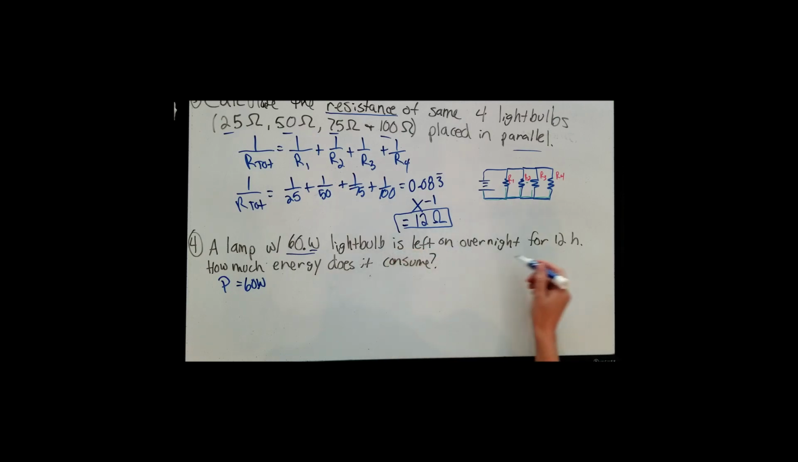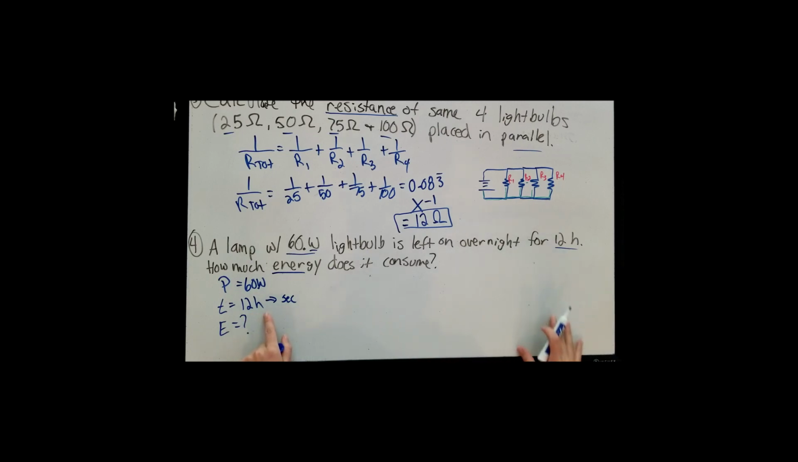The light bulb is left overnight for 12 hours. So 12 hours, that is a time. Okay, and I just noticed something here. Do we ever want time in hours? We do not. So we're going to have to convert that to seconds. And then last but not least, how much energy? Okay, so here's our variables. We have a P, a T, and an E. So when we go to find the equation, we're going to look for an equation that has those variables in it. Before I do that, let me do this conversion here.